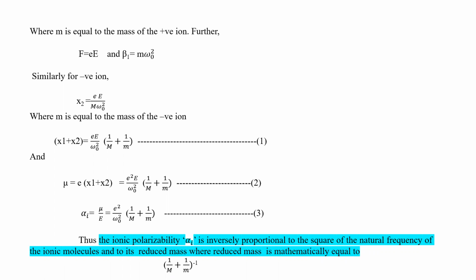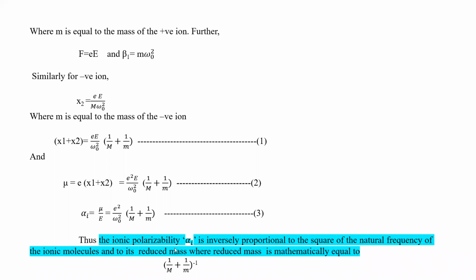According to central force theory, the reduced mass is going to be calculated as mu. Therefore, mu is equal to 1 by capital M plus 1 by small m whole power minus 1. So it should also be inversely proportional to the reduced mass of the particular ions.